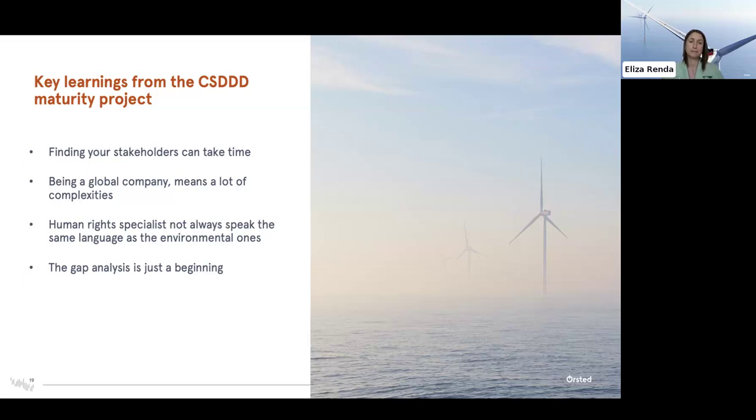And of course, it takes time. So don't underestimate that, because I think the more complex the organization is, the bigger the organization is, the longer it takes to cover the ground. Yeah, and I think I'll stop here so we can also cover questions.